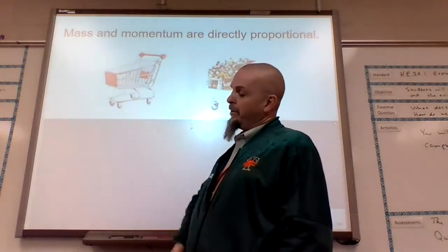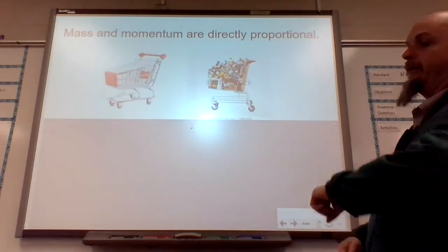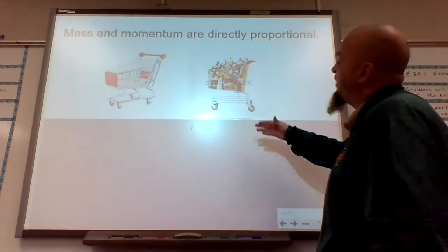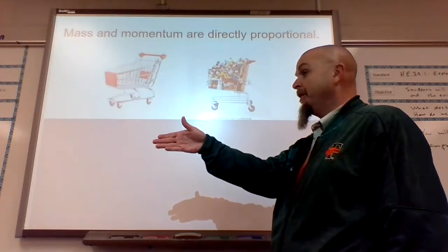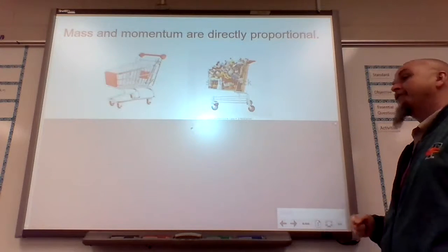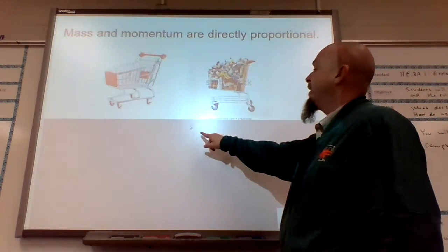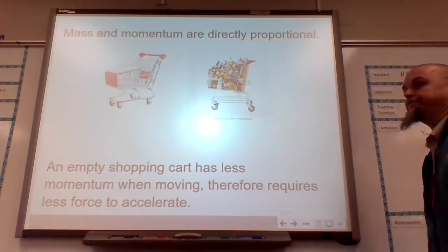If you get this thing whizzing down the aisle of the grocery store and get to the end, you can turn it real quick. No problem. But if you get this thing moving down the aisle real quick and you get to the end of the aisle, you really have to pull on it to slow it down. You really have to push hard on it to get it to turn. And that's because the extra mass it has would give it more momentum.